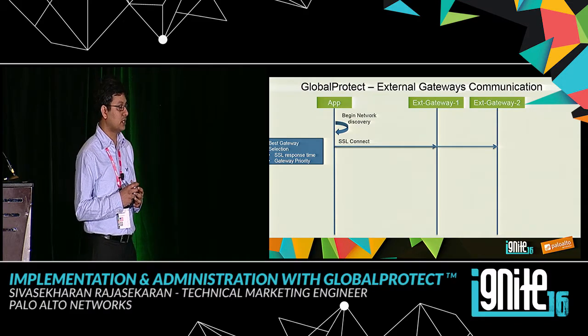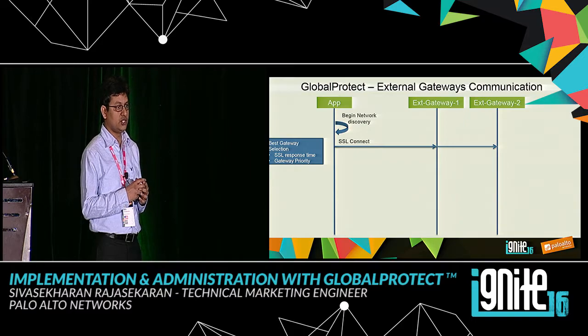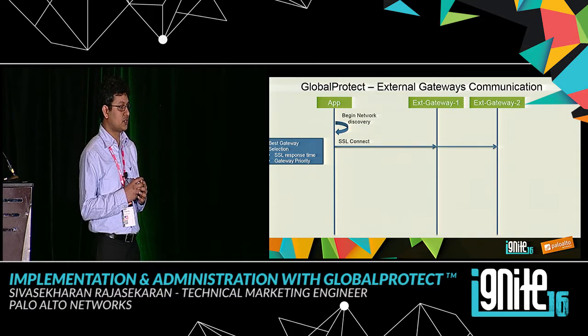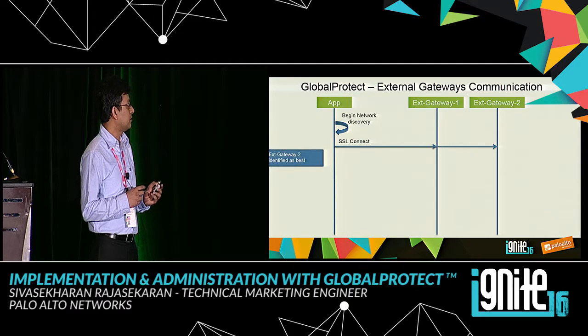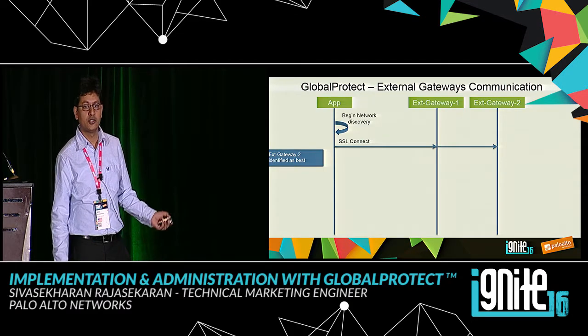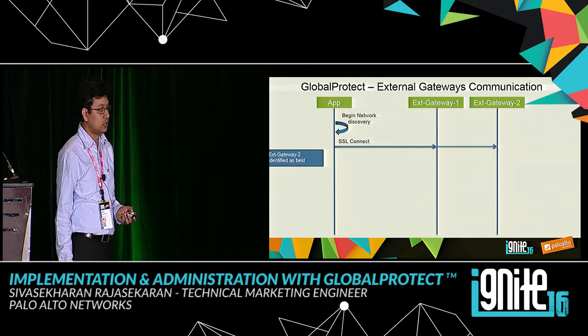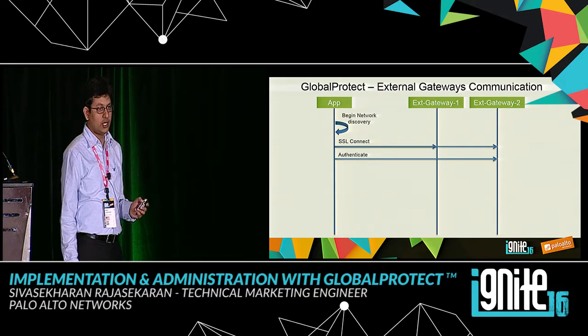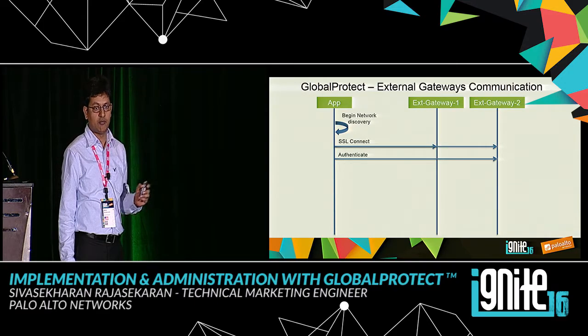During auto discovery, the client would begin an SSL handshake with each of the external gateways that participate in auto discovery. Based on the SSL response time and the priorities that you configure for each of the external gateways, the client would identify the best gateway that it can connect to. In this scenario, let's assume external gateway 2 is the best gateway. This is when the client would start to authenticate with external gateway 2.